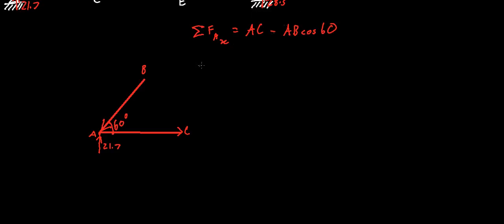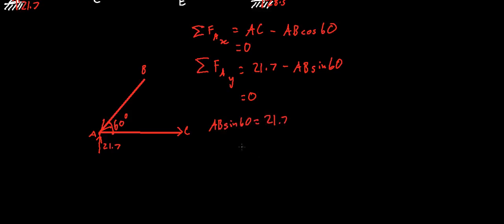And now this doesn't really tell me anything, so let's try working on the sum of all of the forces at point A, the y-axis. I have 21.7 minus AB sine 60. Does this tell me anything? Yes, I can solve. It is equal to 0. Now I can solve for AB sine 60. AB sine 60 is equal to 21.7. Divide by sine 60 because sine 60 is just a constant number. AB is equal to 21.7 over sine 60.